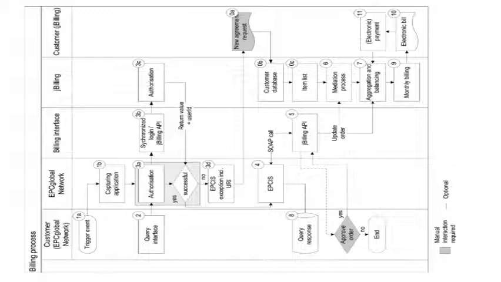So the billing process is divided into five different groups: the customer EPC, the EPC global framework, the billing interface, the JBilling, and the customer billing. Starting from the customer EPC global, the event will be triggered. It will be received by the EPC global network, capturing the event, and authorization will be made based on the already synchronized login APIs.